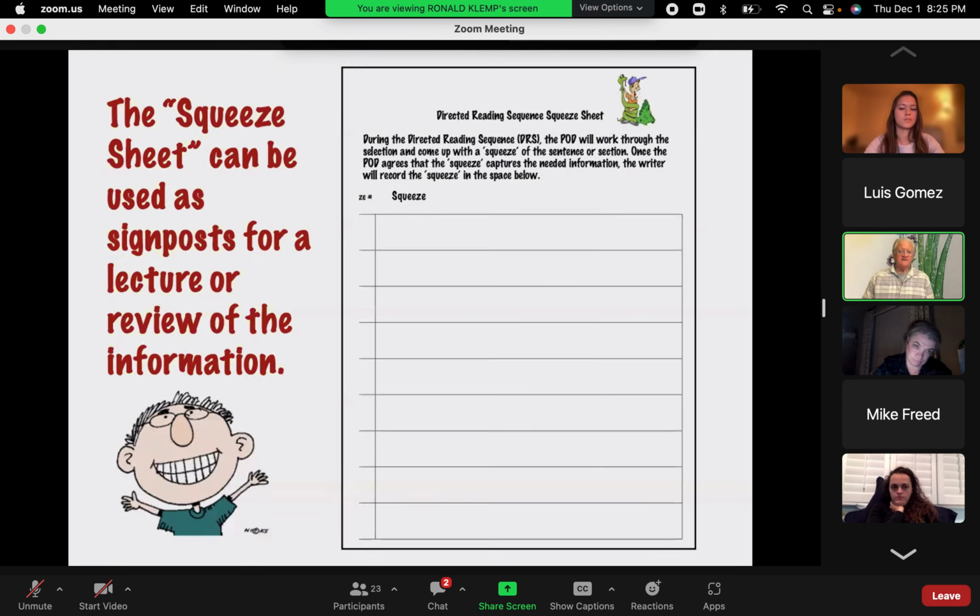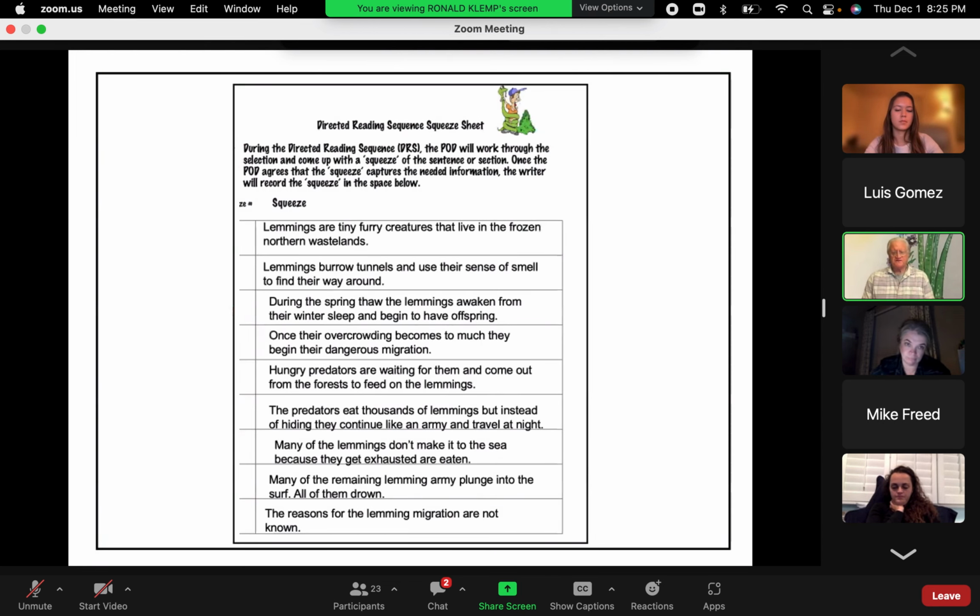So again, at the end of the activity, your squeeze sheet could look something like this. And this is where I now begin to do my lecture. And this is where we're reviewing the information, and I'm using the squeezes as signposts for my lecture. So I may pose the question. So here it says that lemmings are tiny furry creatures that live in the frozen northern wastelands. What do we know about that now? Okay, so lemmings burrow tunnels and use their sense of smell to find their way around.